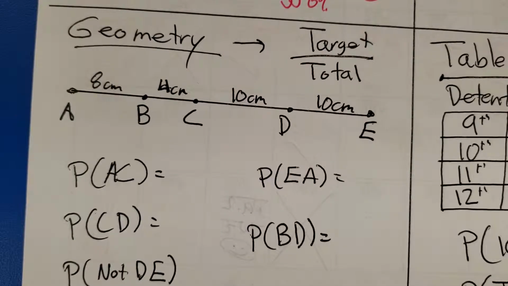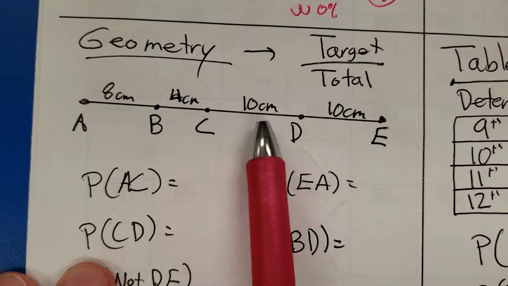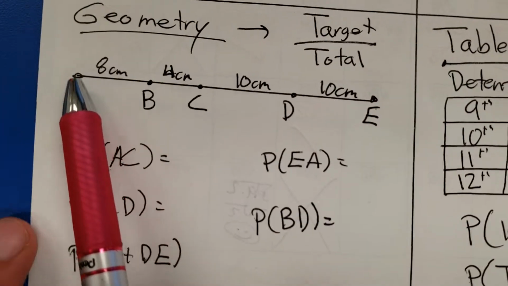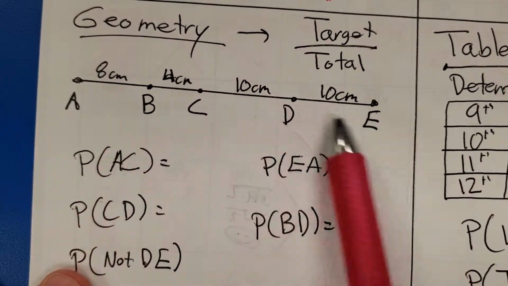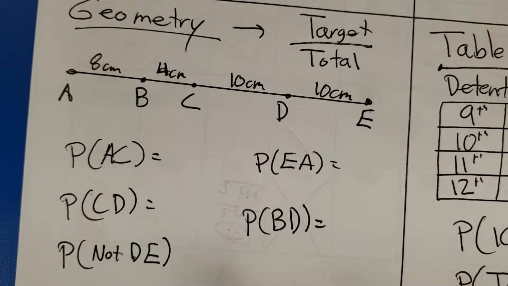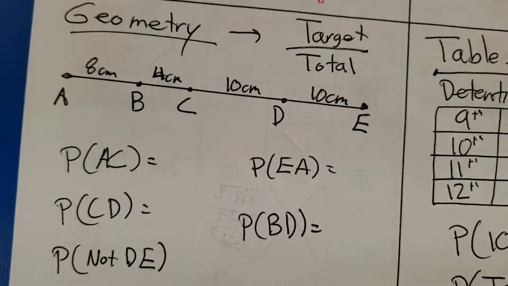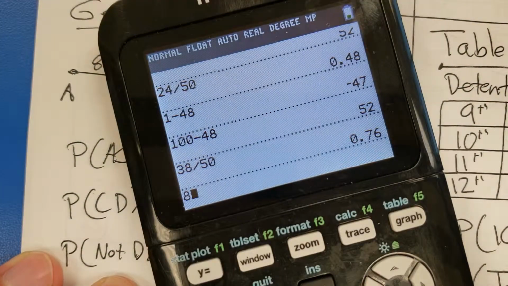So here we have a number line or a segment, and it's measured 8 centimeters, 4 centimeters, 10, and then 10. If you were to randomly select a point along this line, what's the probability you would land here, here, here, or here, or any combination of those items? Well, let's find the total first. Again, I always like to do the total part. So let's go 8 plus 4 plus 20, and see what we get for a total.